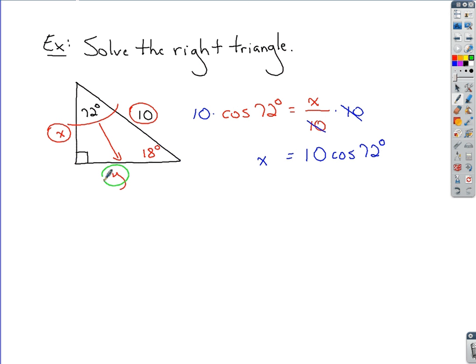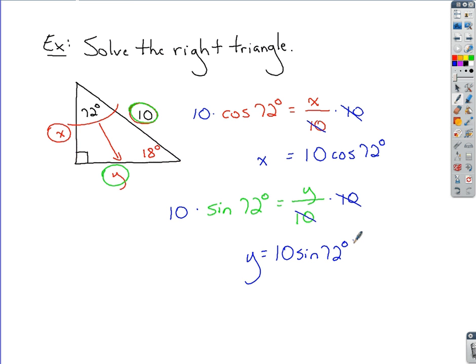For your y, now let's see, since the y is opposite this angle I'm playing with, the 72 degrees, and I know the hypotenuse. When I'm talking opposite and hypotenuse, I'm thinking sine. I take the sine of 72 degrees, that's going to equal opposite y over hypotenuse 10. The same kind of magic unfolds, right? Multiply both sides by 10, the 10s cancel, y equals 10 sine of 72 degrees. Once again, you need a decimal value, punch it in your calculator, right?